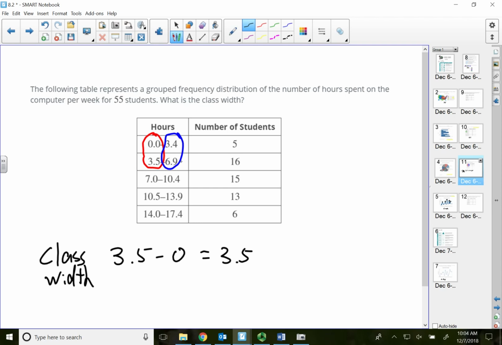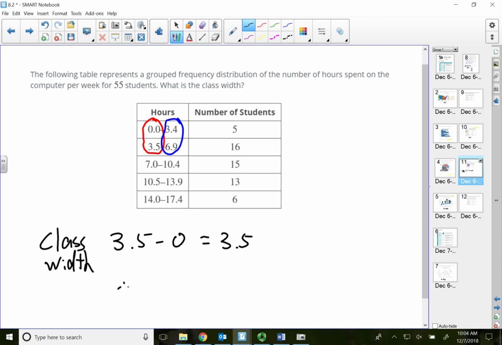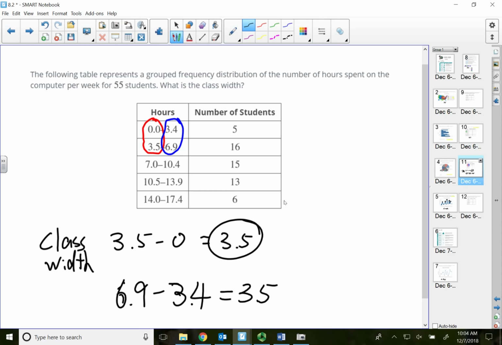If I subtract the first 2 consecutive upper class limits, which is 6.9 minus 3.4, I should get the same thing, 3.5. So that's why my class width is just 3.5.